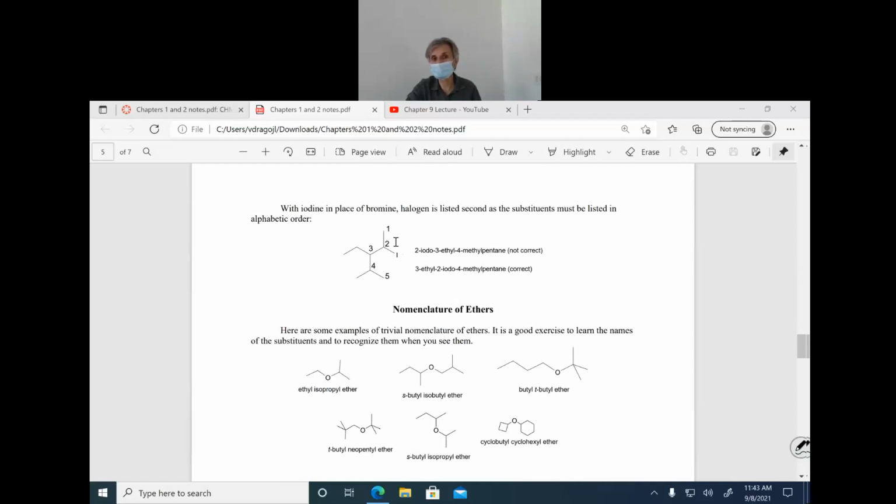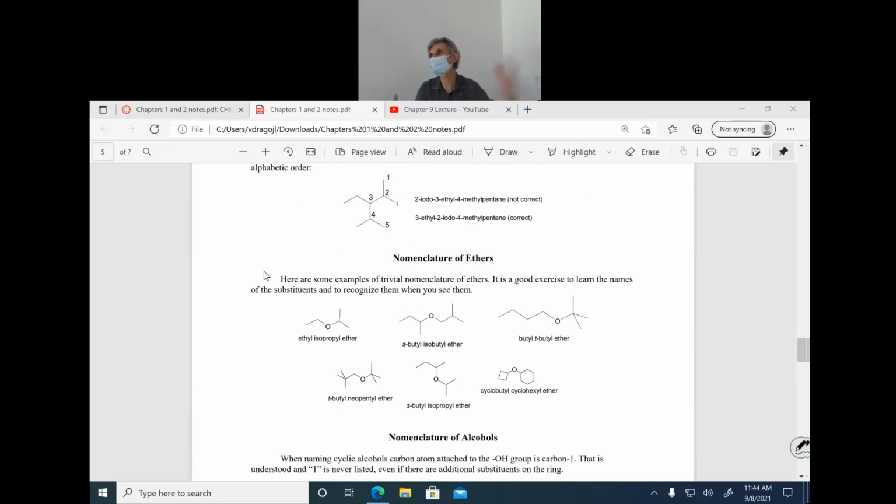And then if iodine is in place of bromine, then the halogen is listed second, because alphabetically ethyl comes before iodine. So the halogen is treated just like another substituent. You simply number it and list it in alphabetical order.